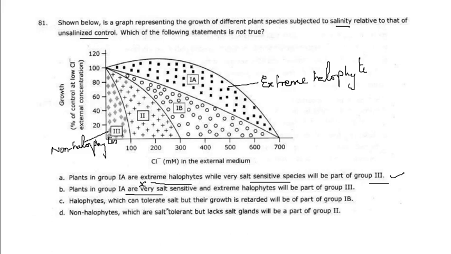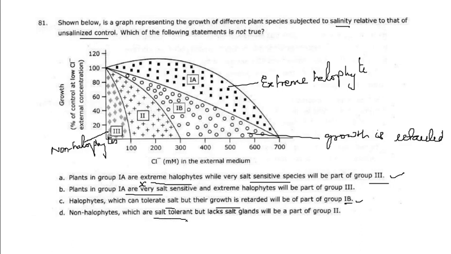Halophytes which can tolerate salt but their growth is retarded will be a part of group 1B. Yes. So these are also halophytes but their growth is retarded. Yes, just now we studied. So this is also correct.